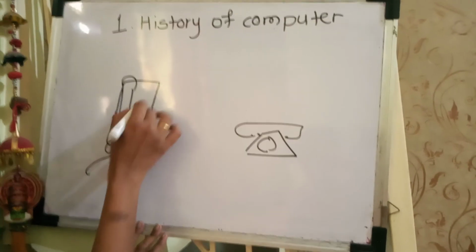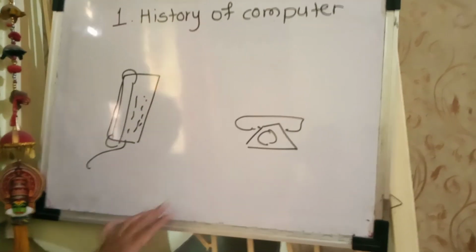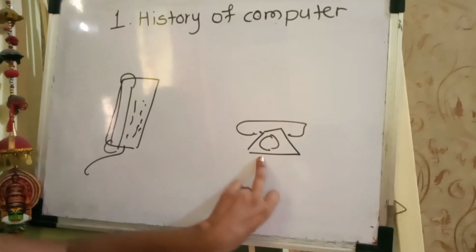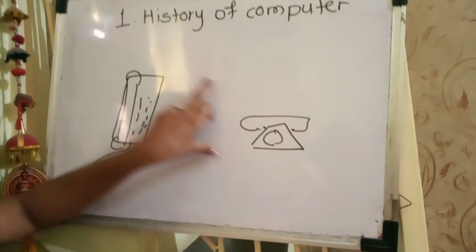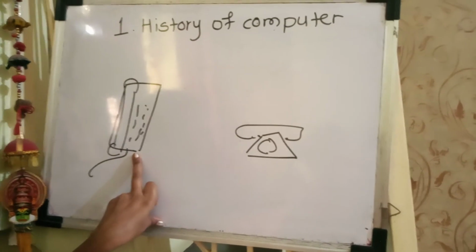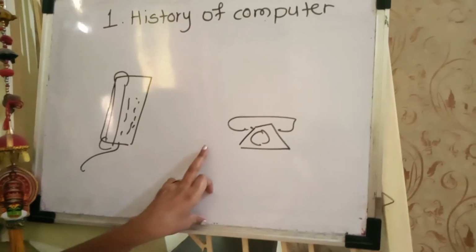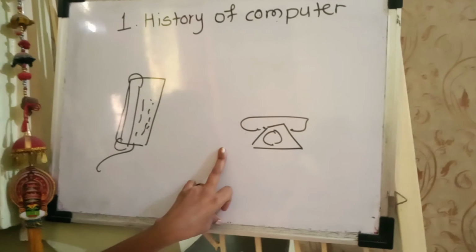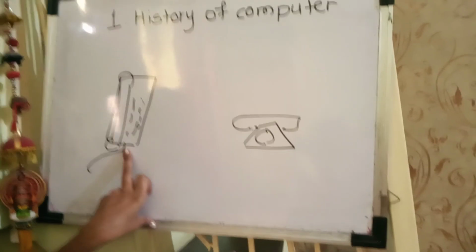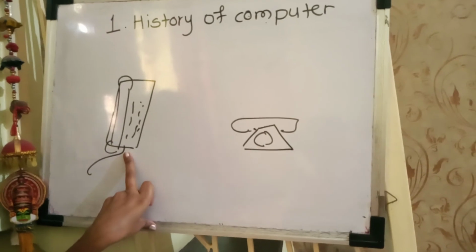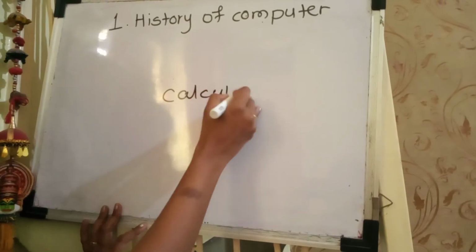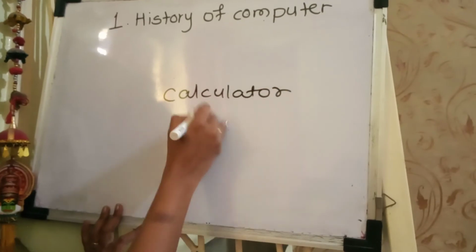Numbers are written here. A few years ago, the telephone looked like this. Many inventions happened and now we are using telephones like this. So many machines have undergone many changes over the years, and now we are using the latest machines. Calculator, for calculation.